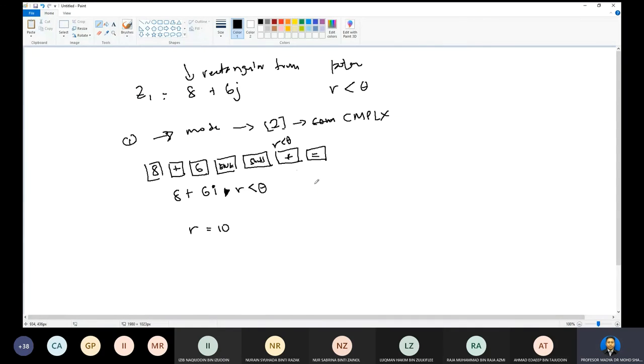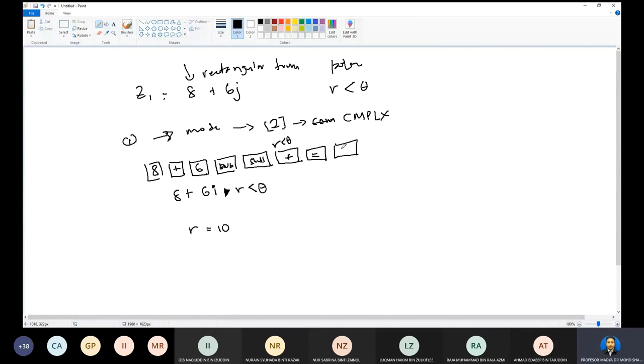Okay, R equals 10. When we press this one, the calculator will show the value of R, the magnitude. Then click shift if you want to measure the angular.